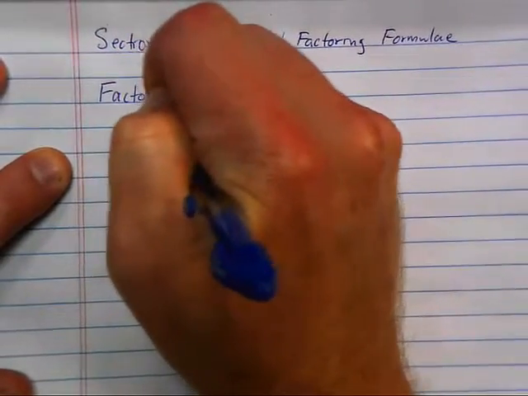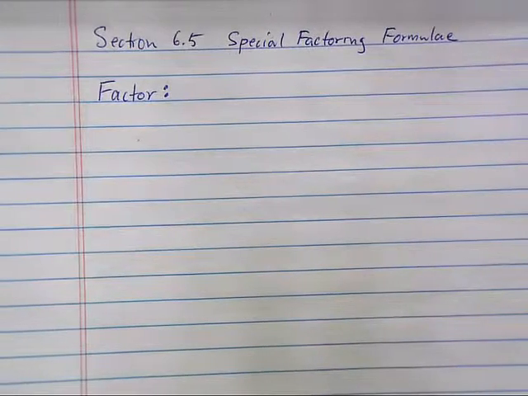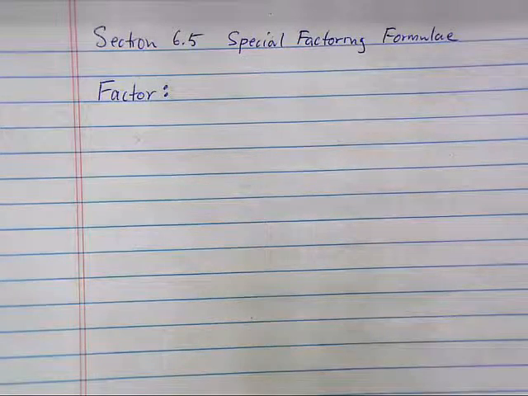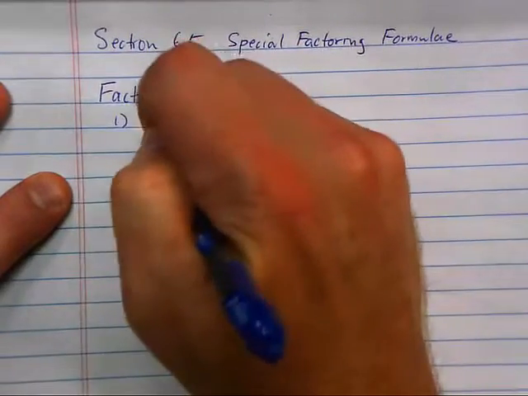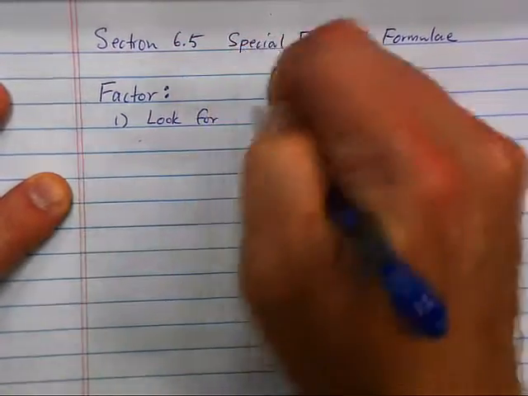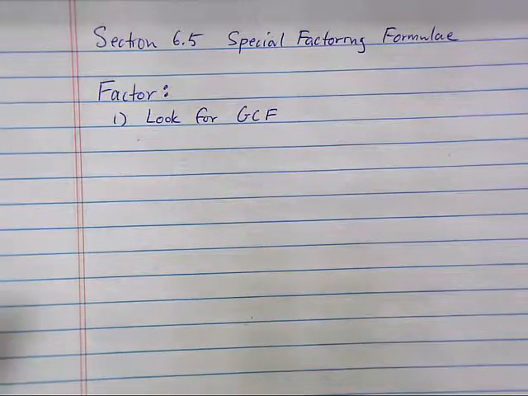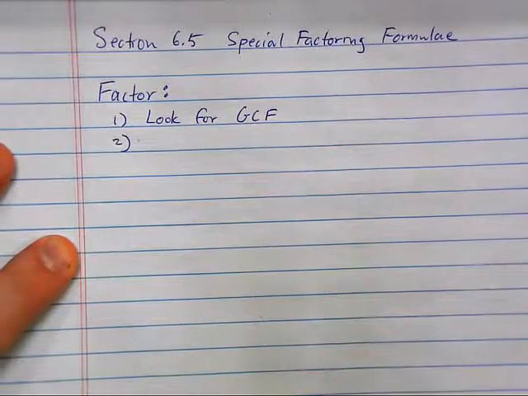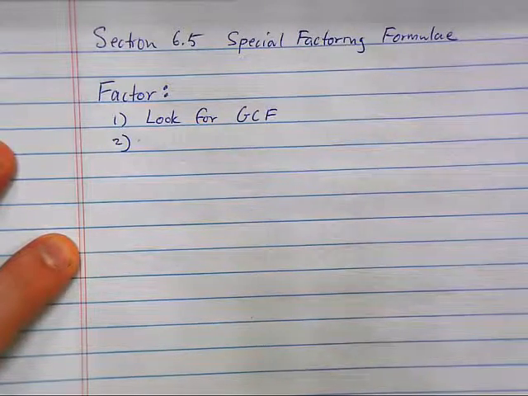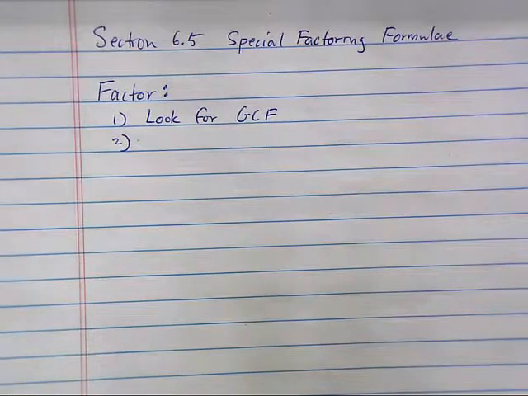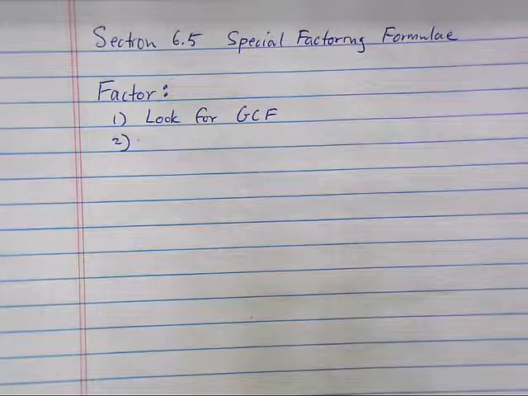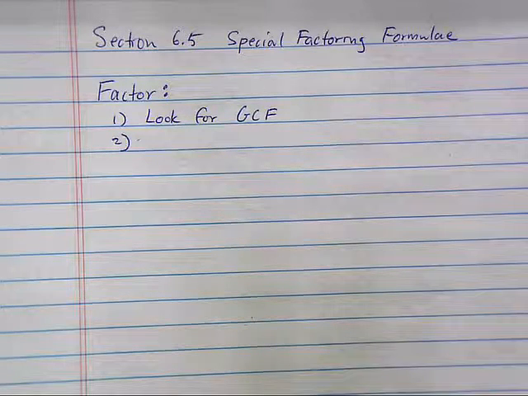You see the word factor. Anytime you see the word factor, what's the very first thing you're going to do? Look for GCF. Look for your greatest common factor. That's always the first step. What's the second thing you do? Well, yeah, if they're not in order, you always put them in order. That's a default. That doesn't matter if the directions say factoring or not. If they're not in order, you always start by putting them in order.